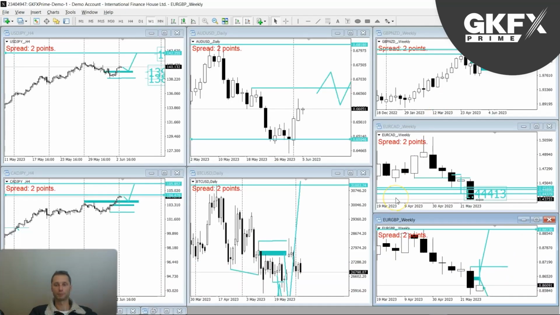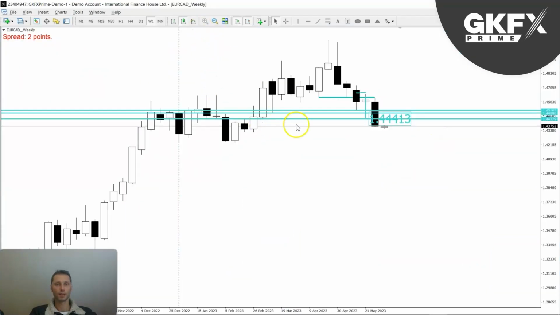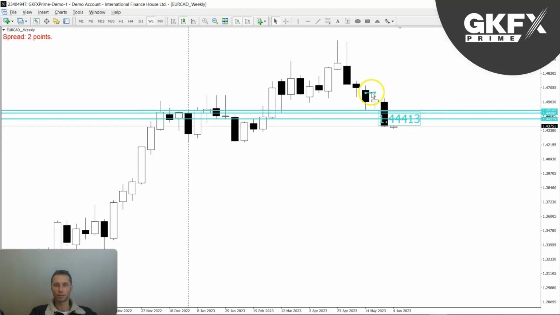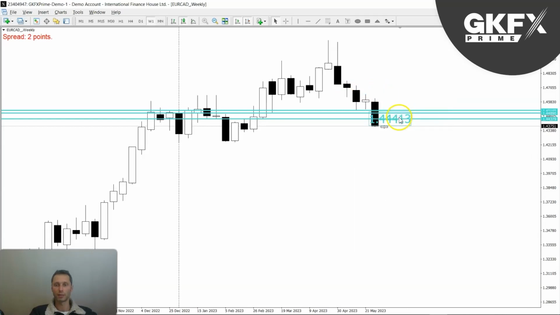That's EURGBP. Now let's go into EURCAD. Where we've got EURCAD. Let's delete all of these just to help you. Otherwise, I'm going to get lost in the messiness of the chart. Nobody likes messy charts. It's a bit of a headache.